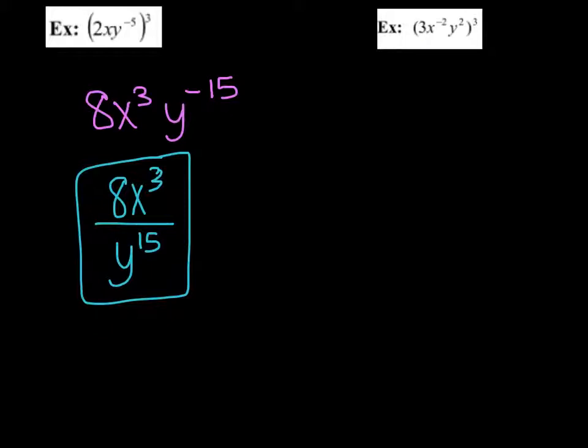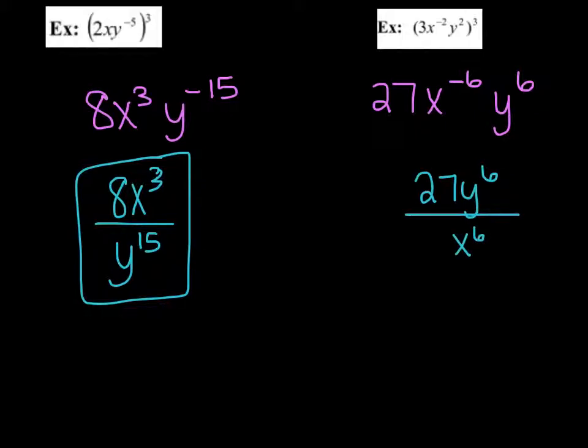The next example, I'm going to raise all 3 items to the third power. So 3 to the third again is 27, 3 times 3 times 3. X to the negative 2 to the third, multiply the exponents, you get x to the negative 6th, and then y to the 2 to the third, you get y to the 6th. 27 and y both have a positive exponent, so they're going to stay on the top. X to the negative 6, it gets bumped down because that's how we're going to make its exponent positive.